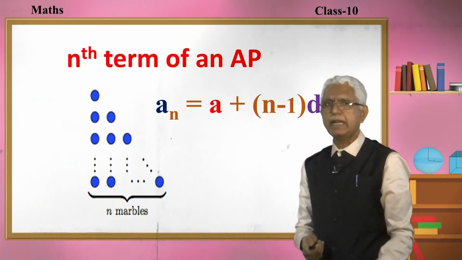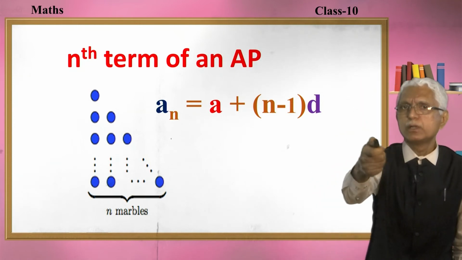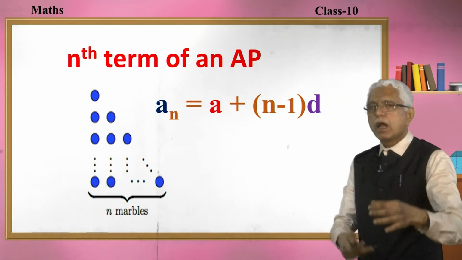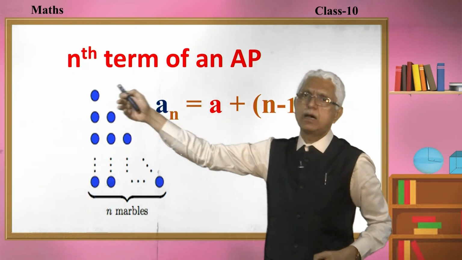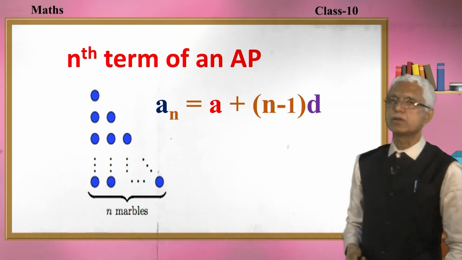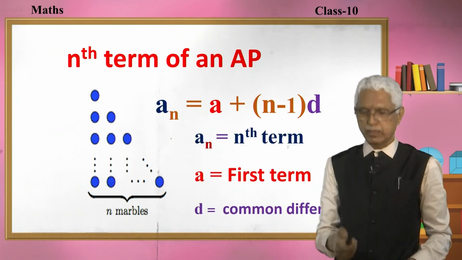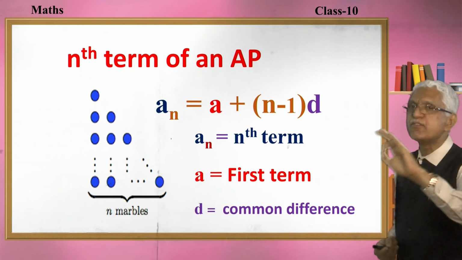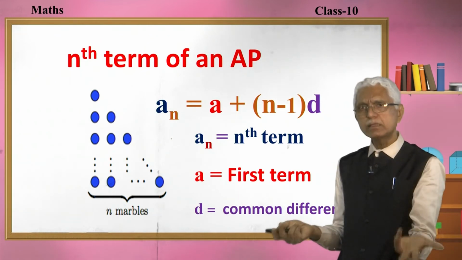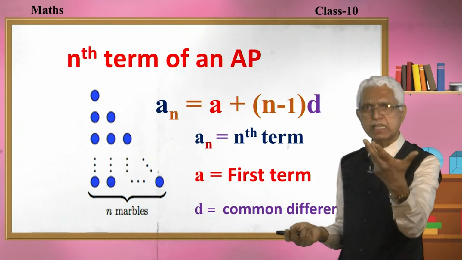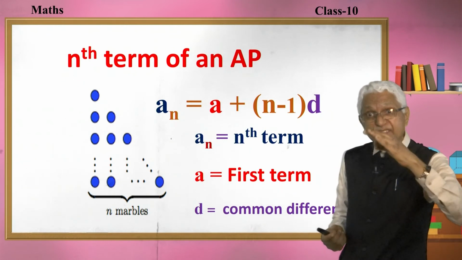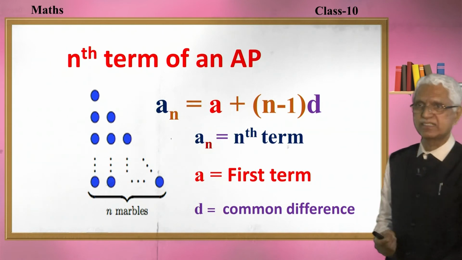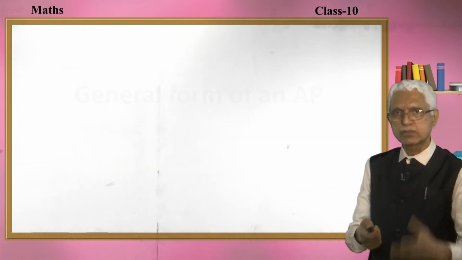Just to recapitulate, you had 1 marble, 2 marbles, 3 marbles, and the number of marbles goes on increasing. How many marbles will be there in the last row? It is given by an is equal to a plus n minus 1 into d. Just to reinforce: what is an? The nth term. You want the 20th term? a20. What is a? The first term. What is d? The common difference. Okay, that's good. That's wonderful.